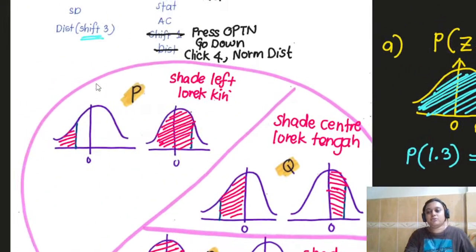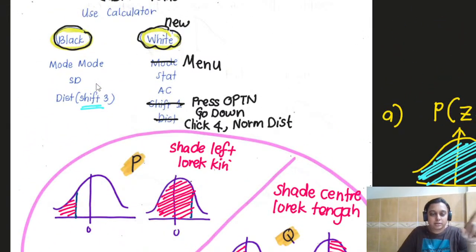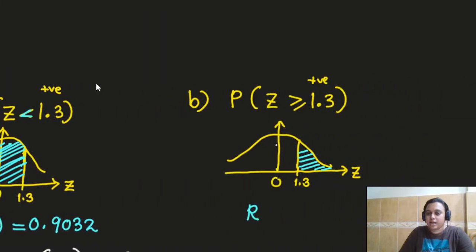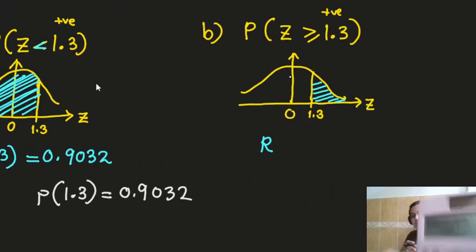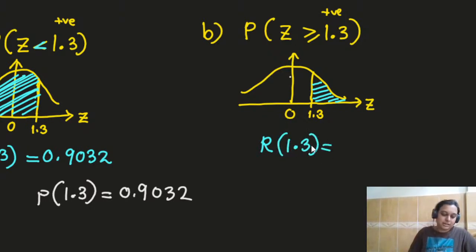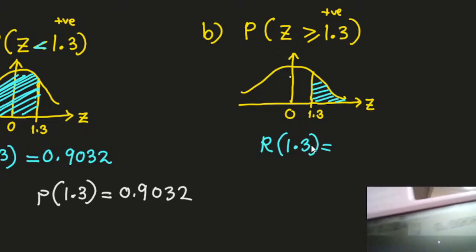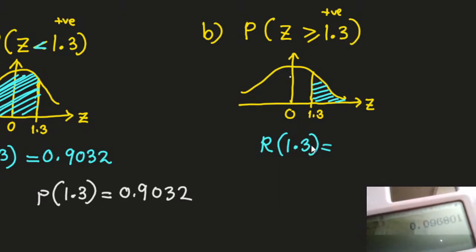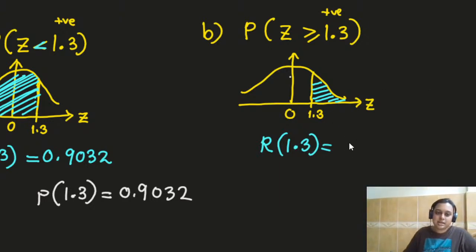Okay, from just now if you use your calculator, the Casio 570, just tekan balik shift 3, press shift 3, you will see the letter R, then you press. For the new calculator, just press option again, option OPTN, go down, press number 4, normal distribution. Can you see R is actually number 3, isn't it? Like this, R number 3. Okay, so I press that number 3, and then this value put in 1.3, you get the answer 0.0968.